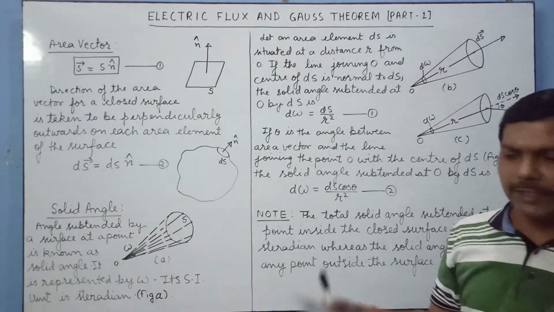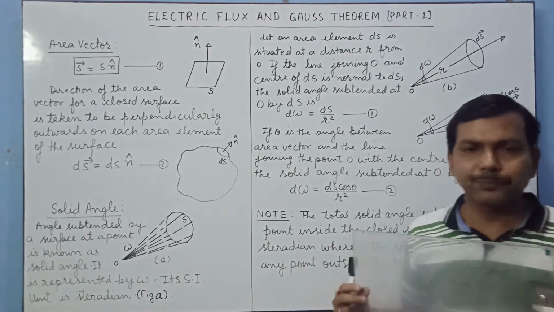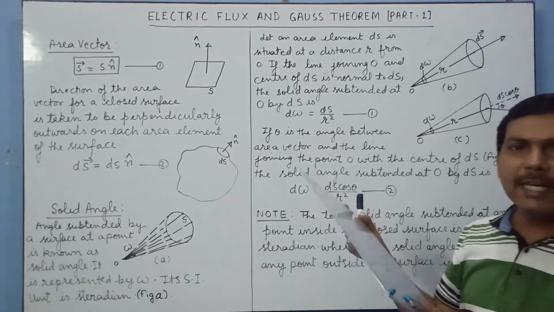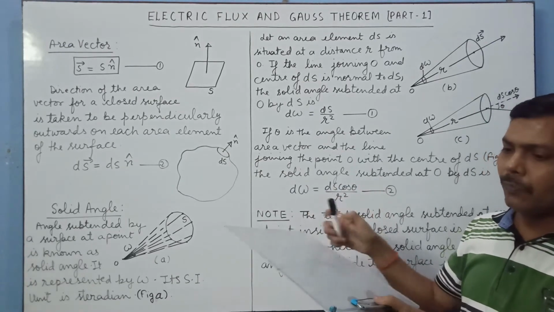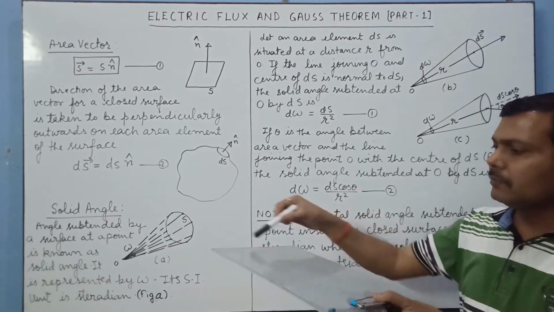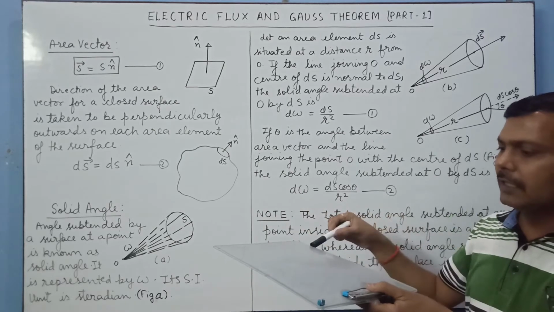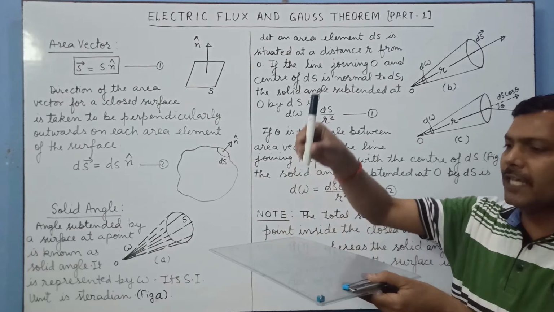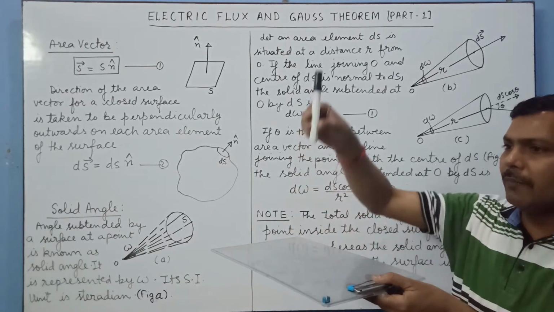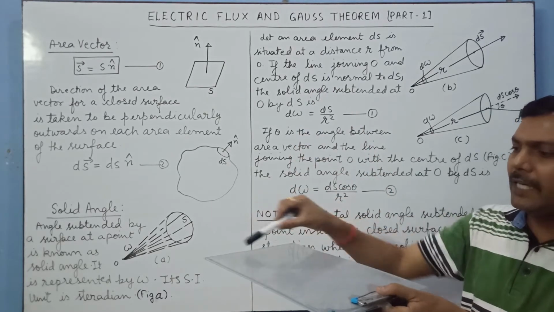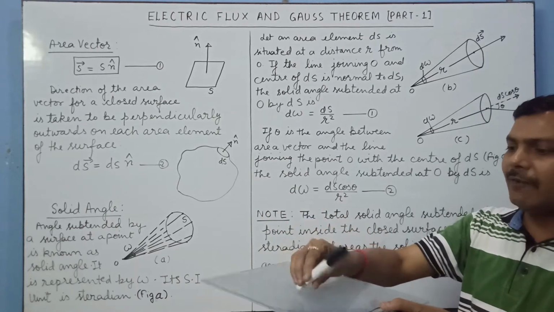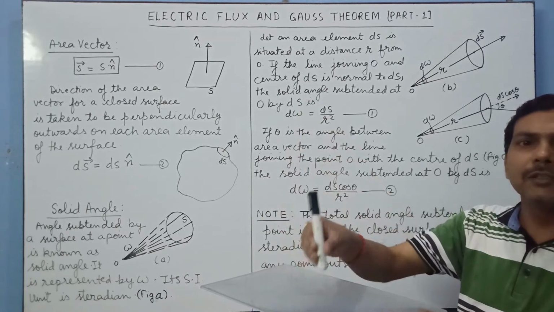Suppose this is a plane area, then how will we define the area vector of this area? We will calculate the area of this surface, then we define a vector perpendicular to this area equal in magnitude of the area of this surface, and it will represent the area vector of this surface.